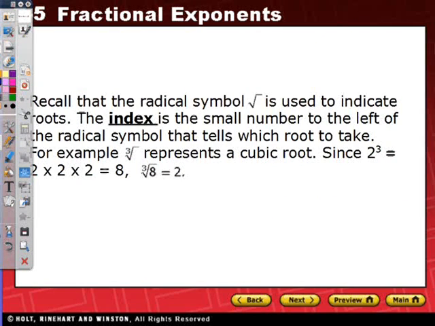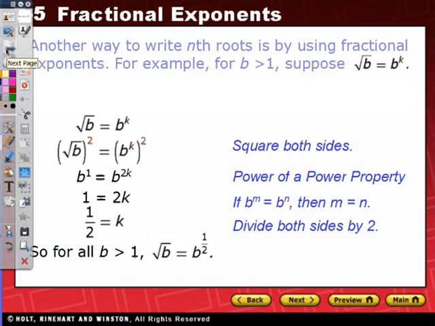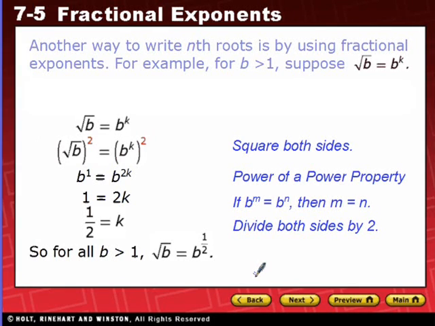All right, that's where we started. Okay. So this is where this comes from. Now, you don't have to write this down. I just want you to kind of follow along so that you understand where these fractional exponents, fractional roots come from. So we're going to assume that for b greater than 1, that the square root of b equals b raised to some power. Okay, and that's what this says here. Square root of b equals b to some power.